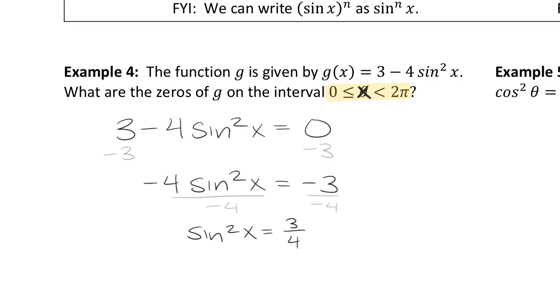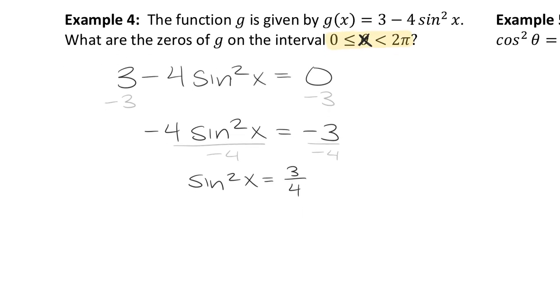The sine is not isolated yet because the sine is squared. How do you get rid of squares? Square root. Okay, bonus question on this. When I'm square rooting something, what do I also have to put in front of that square root? Plus or minus. Nice. So when I'm square rooting both sides, this becomes sine of x equal to plus or minus the square root of 3 over 4.